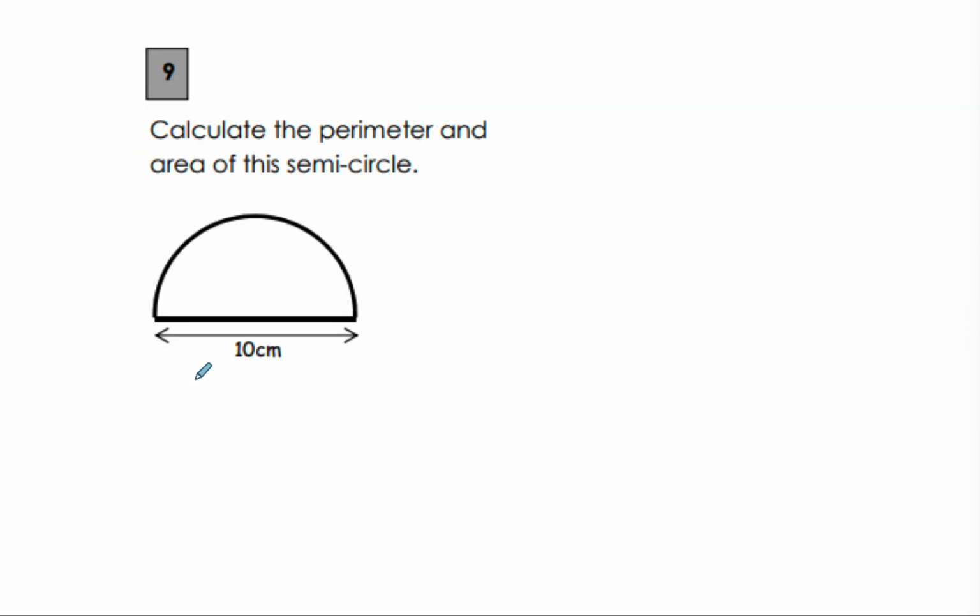All right, let's take a look at this one. Now I have a semicircle, so our formulas are a little bit different. Calculate the perimeter and area of the semicircle. For circumference, remember it's pi times diameter. But when we have a semicircle, we have to divide it by 2. That tells us the curve, but we also have to add on the diameter for the part at the bottom.